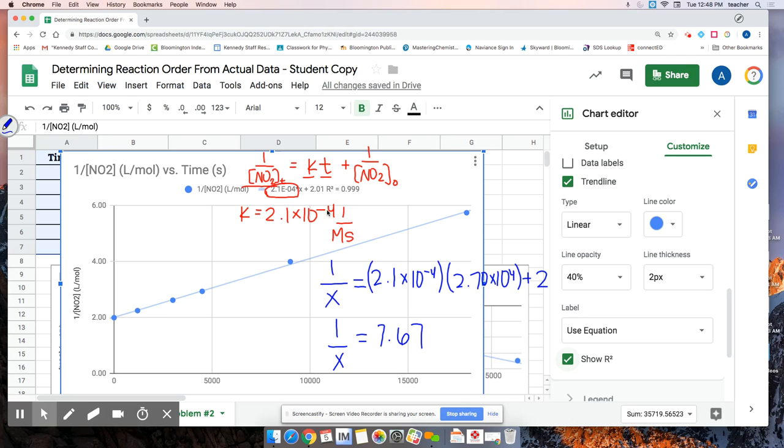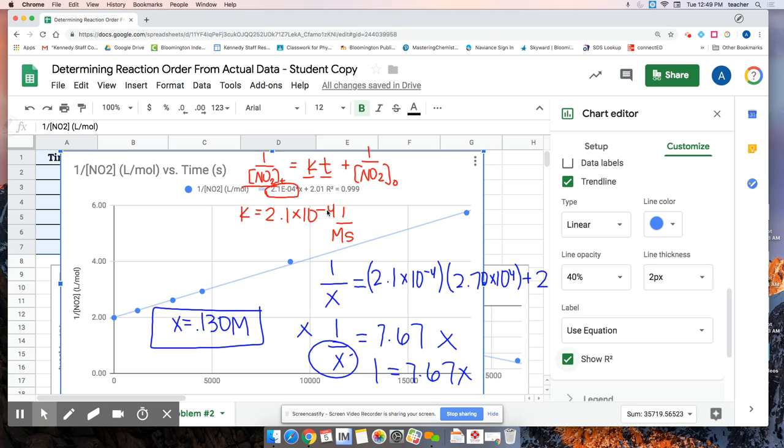Now, I can't solve for an x that's on the bottom, so I need to bring it to the top. So I'm going to multiply both sides by x, which gives me 1 equals 7.67x. And then to get x by itself, I divide by the 7.67. So 1 divided by 7.67. My concentration, x, is 0.130 molar.